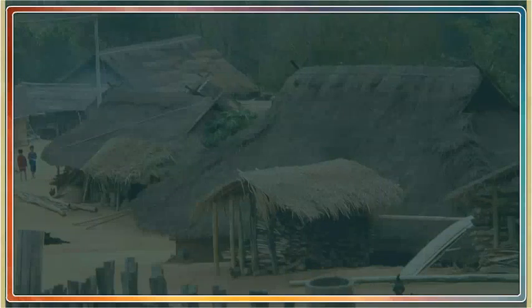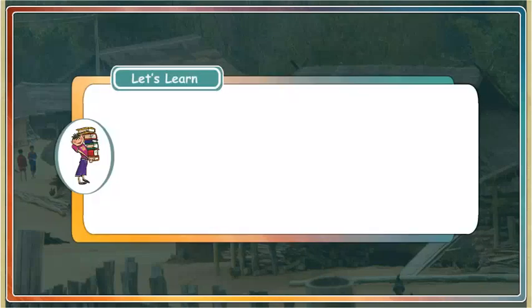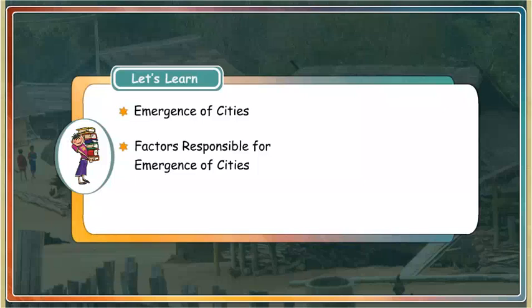Chapter 17. Life in Towns and Villages. Let's learn. Emergence of cities. Factors responsible for emergence of cities. Trade routes. Sources of information.